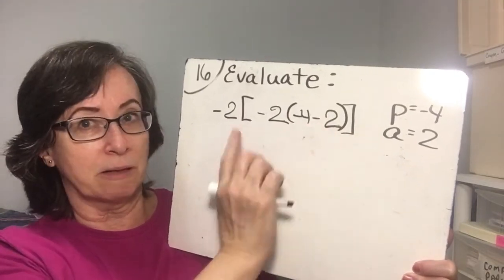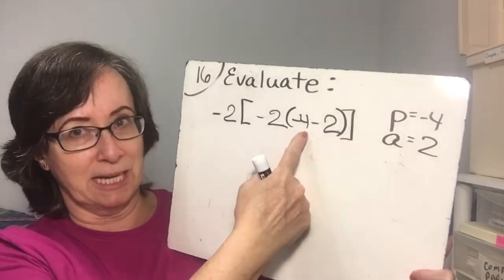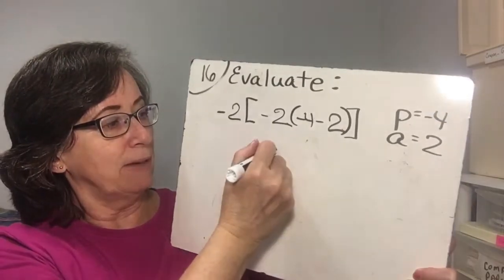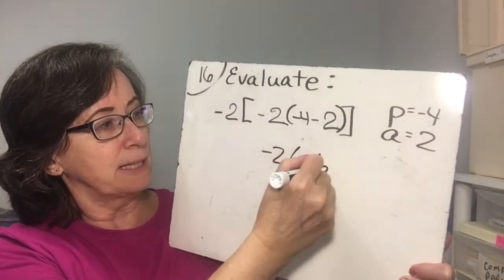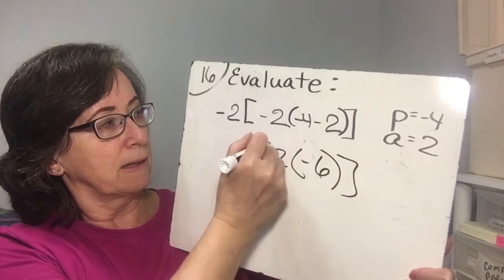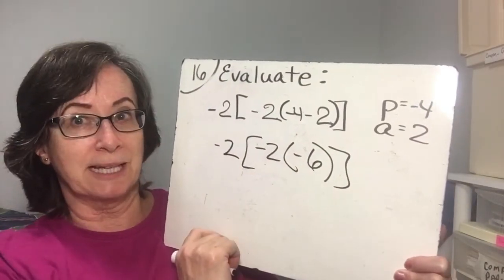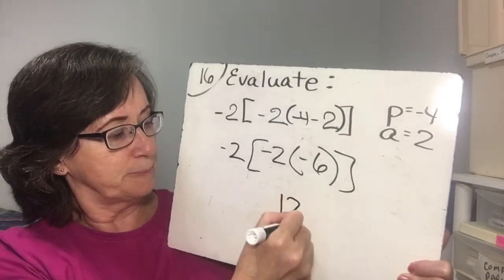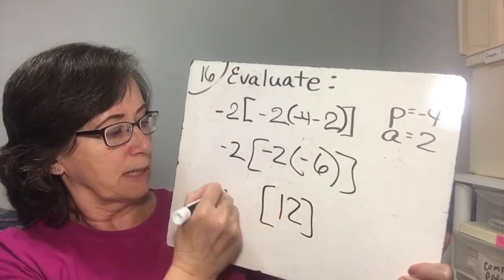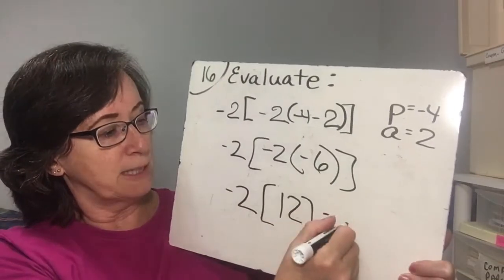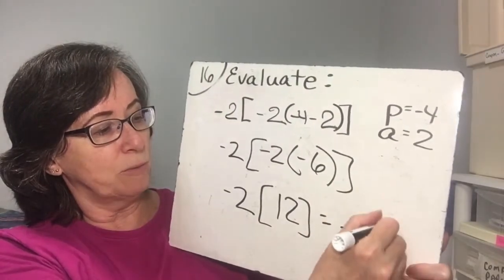Well, minus is going backwards, so that's going to be a negative 6. So we have a negative 2 times a negative 6 times a negative 2. Negative 2 times negative 6 is positive 12, times a negative 2, which is a negative 24.